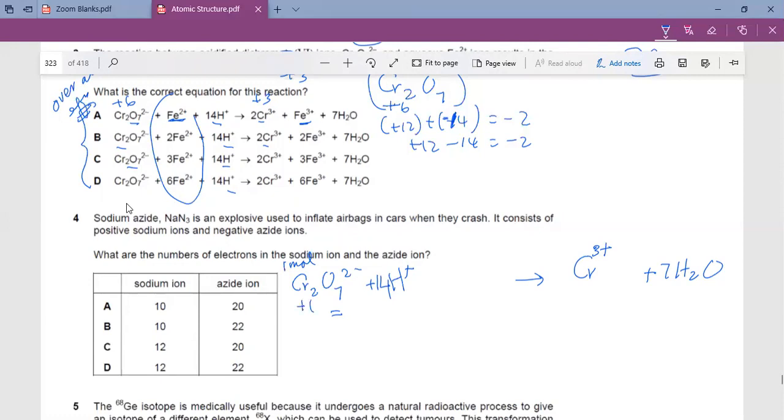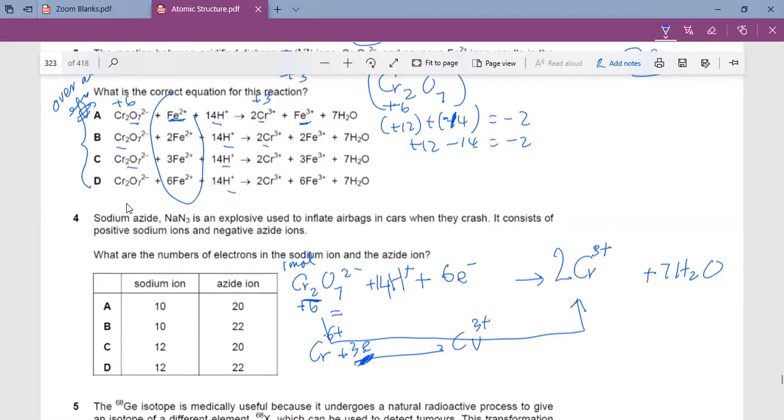This is plus 6 in it. Remember, here it is plus 6, and you have to work it out. So plus 6 to plus 3. For one chromium, plus 6 to go to chromium 3 plus, it must gain 3 electrons. So if there are 2 chromium here, that means this must gain how many electrons? 3, must gain 6 electrons now. So here will be 6 here.